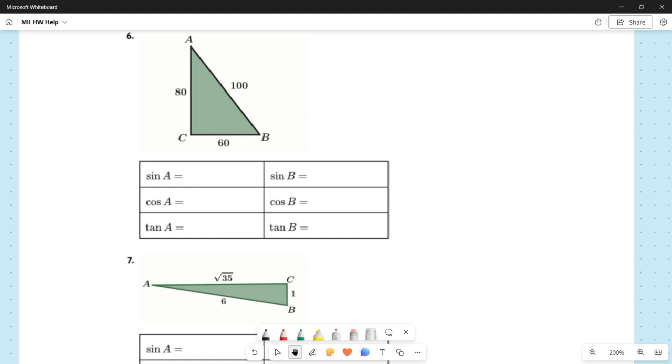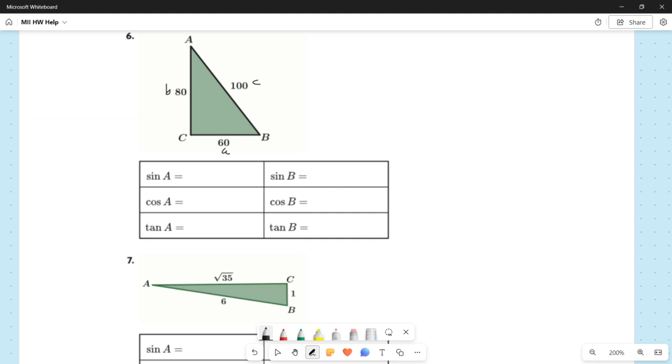So for number 6, we have triangle ABC. We don't have to do this, but if we wanted to label, 60 is side A, 80 is side B, 100 is side C. And we have to fill in this table where we have to evaluate 6 trig ratios. And the first one is sine of A.